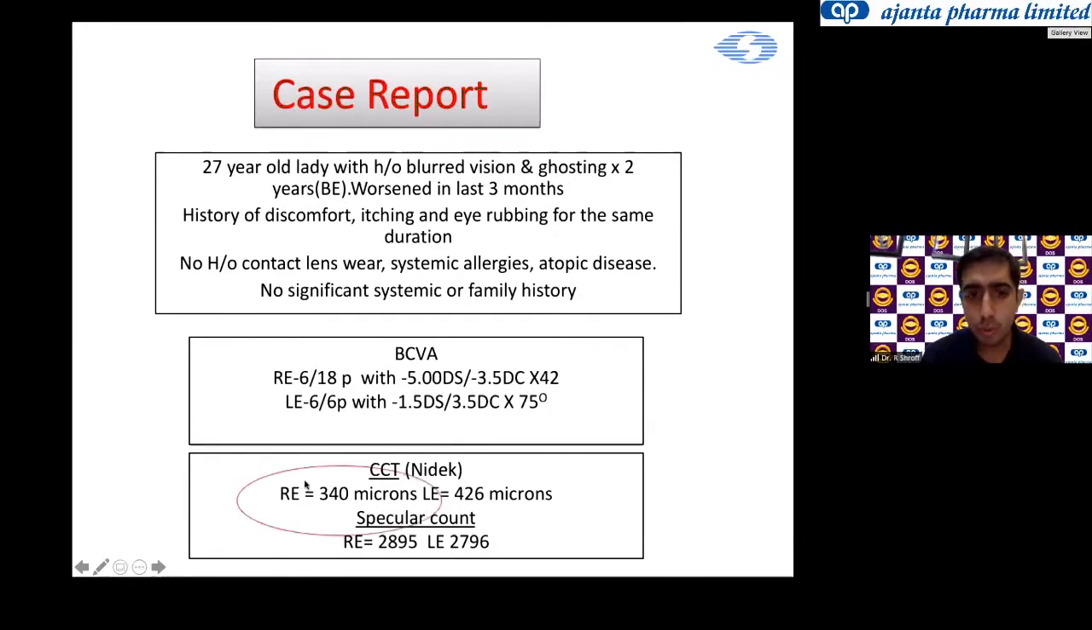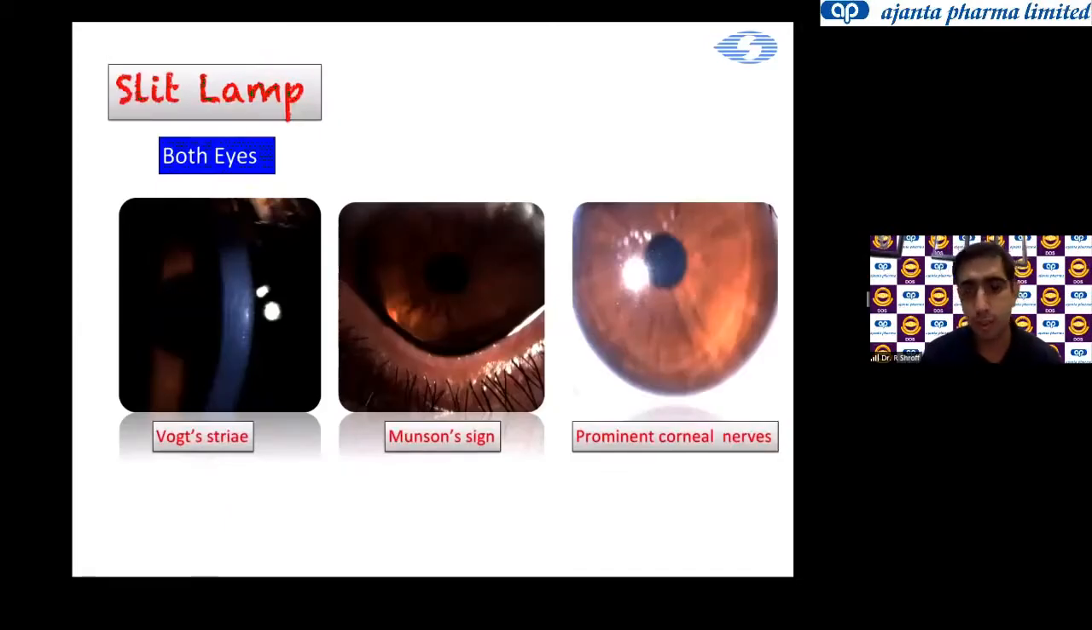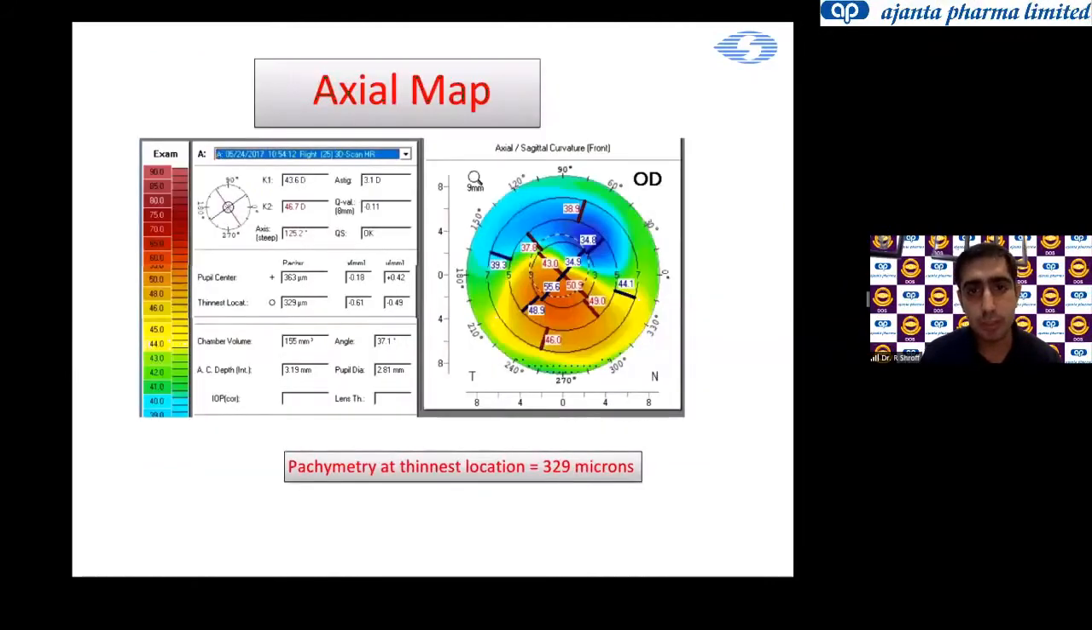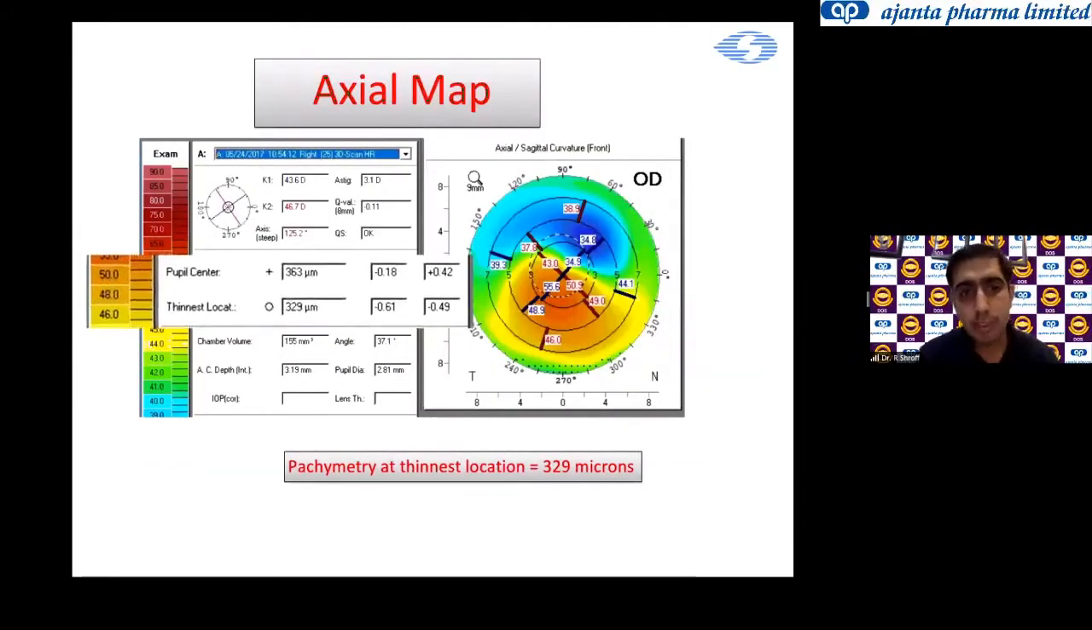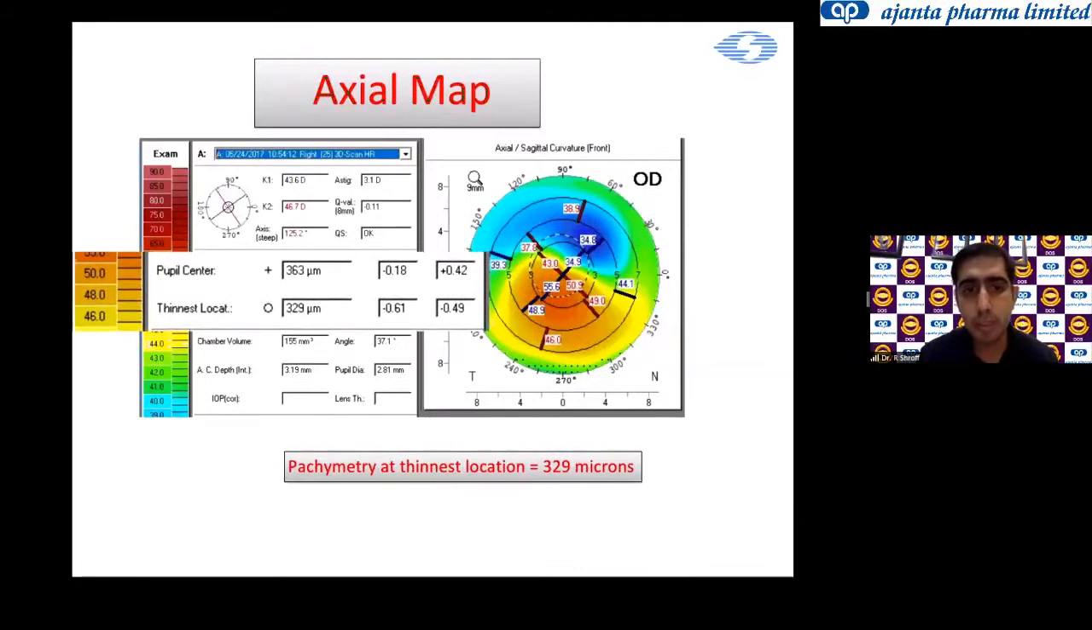However, the thing to note in this particular patient was that the corneal thickness, when we looked at it by ultrasound pachymetry, was around 340 microns, which means it's a thin cornea. It's under the acceptable safety limit for corneal collagen cross-linking. She displayed the usual signs of Vogt's striae, Munson's sign, and prominent corneal nerves. And when we looked at the Pentacam, we got a thinnest location pachymetry of around 329 microns.